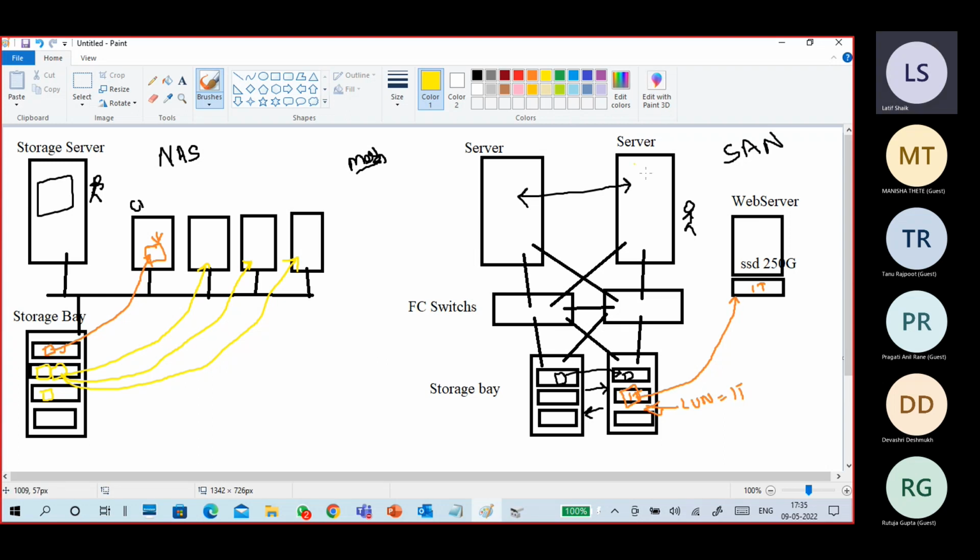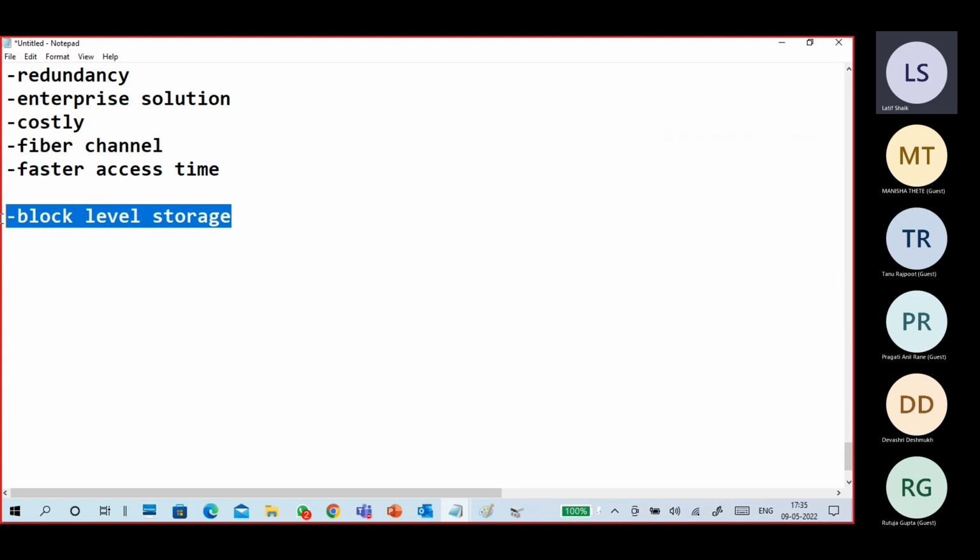You store data here, and the data is actually stored in a central location. So in a NAS, you store data into a folder, just like a shared folder. In a SAN, you store data into a disk, just like you store data into a local disk, C drive, D drive. Similarly, you store data here also. That is block storage, block level storage.